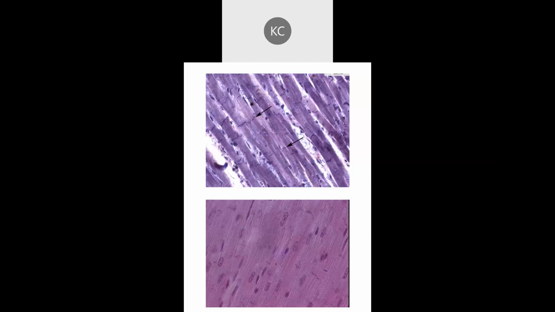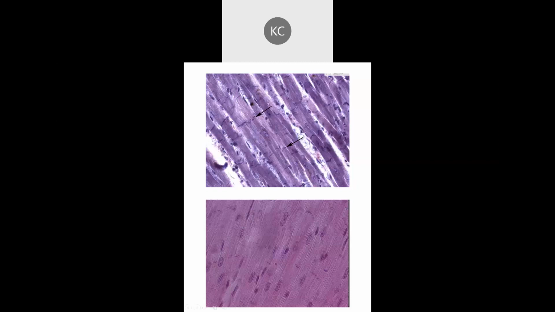So now I want to look at the nucleus. Well, when I look at the nucleus of these ones down here, I see large nuclei, and they look like they're kind of in the middle of the cell. They're not small, and they're not pushed off to the side, and there's not very many of them. So this is another characteristic that tells me this is going to be cardiac muscle tissue, okay?